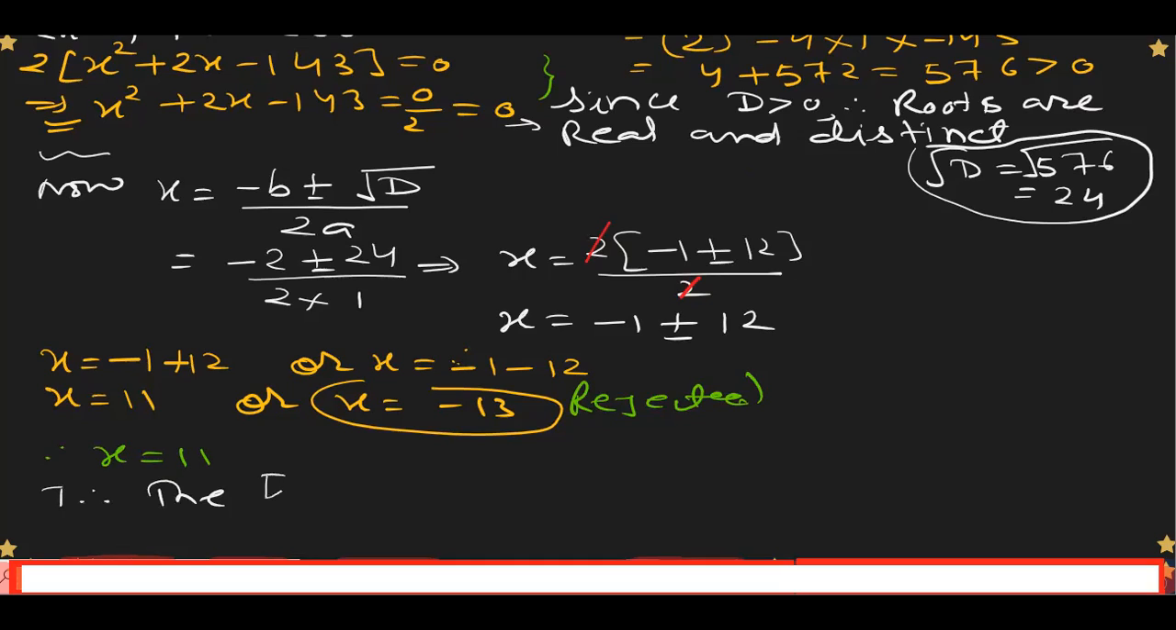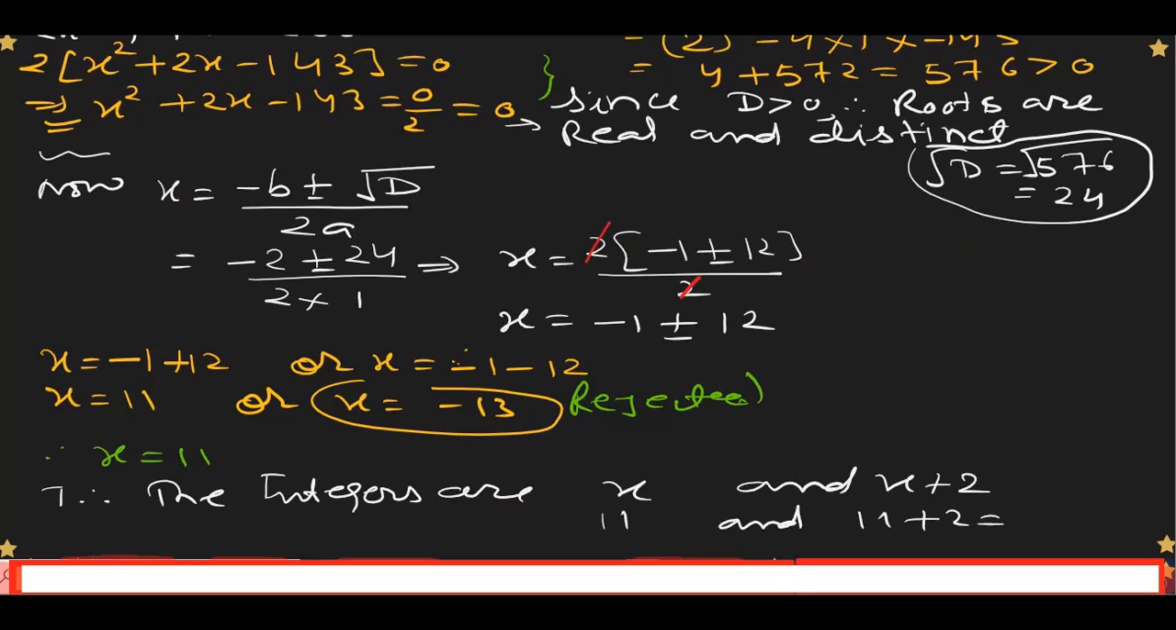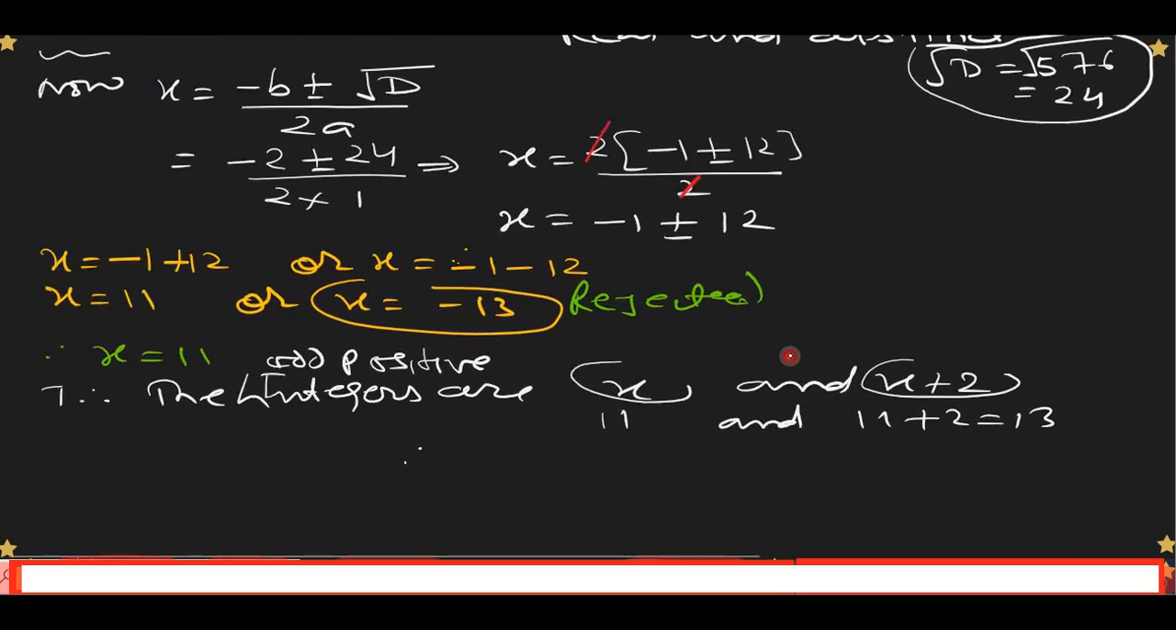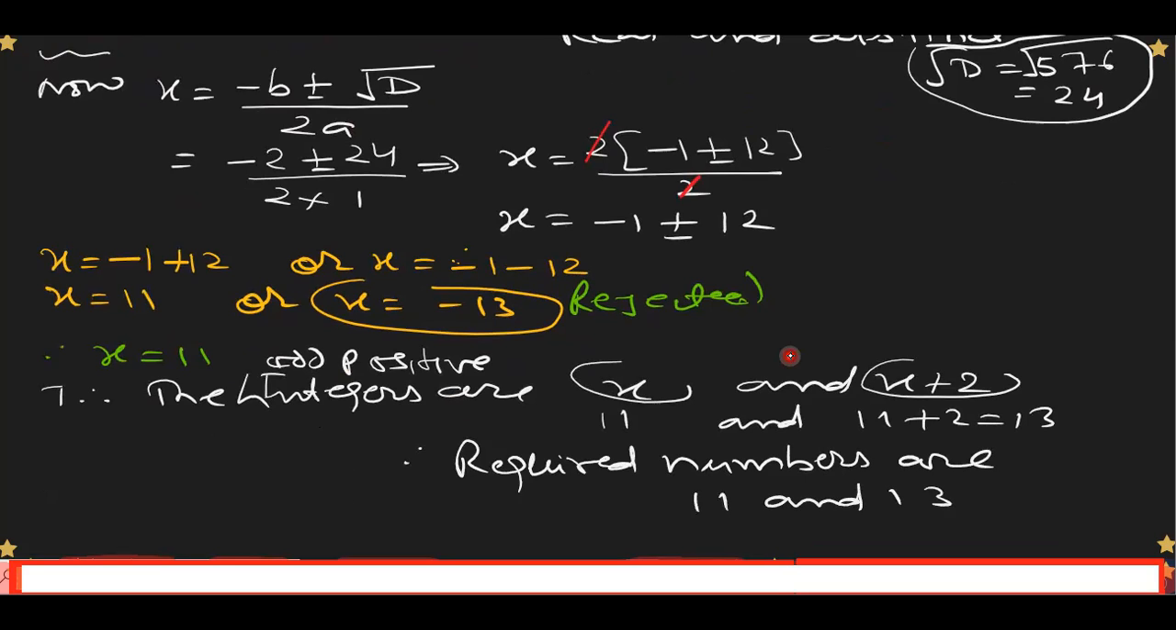Therefore the integers are x and x plus 2. What is x? 11 and 11 plus 2, that is 13. We can say the odd positive integers. ये क्वेश्चन में ये था कि odd पॉजिटिव इंटीजर्स क्या है. हमने सपोज कर रखा है one is x, other is x plus 2. यहाँ पे हमें केवल x का वैल्यू 11 ही पुट करना है. We can not put -13 because the -13 is rejected. So required numbers are, therefore, 11 and 13 answer. That's all for this question.